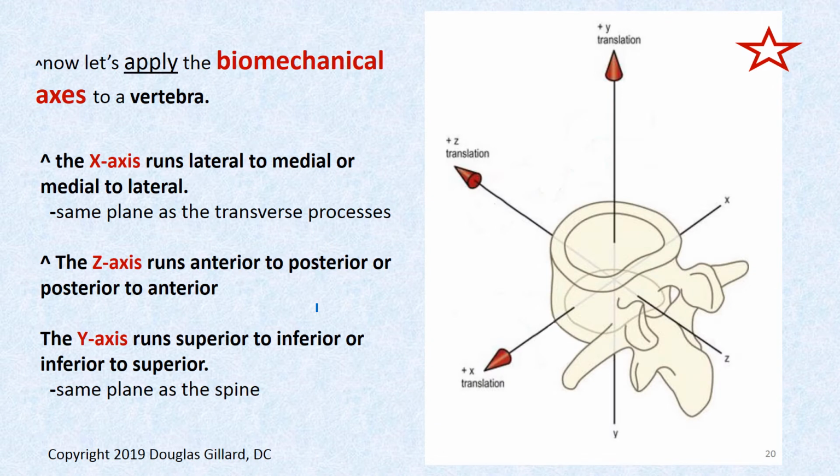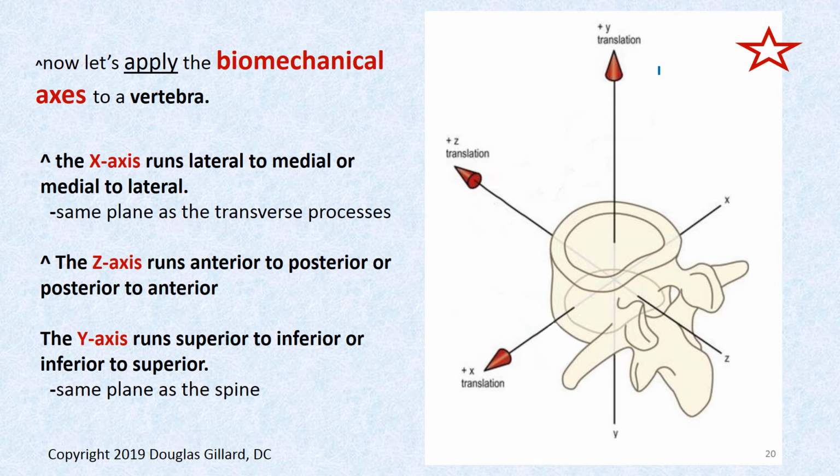Okay. If we superimpose that on a bone, which might have been easier to start with because we're familiar with the bone, this is a lumbar vertebra with the transverse processes sticking straight out. Moving on that plane, that's the x-axis. Moving up and down the spine, or compressing the spine down, or tractioning the spine up, that's the y-axis. And moving front to back would be the z-axis.